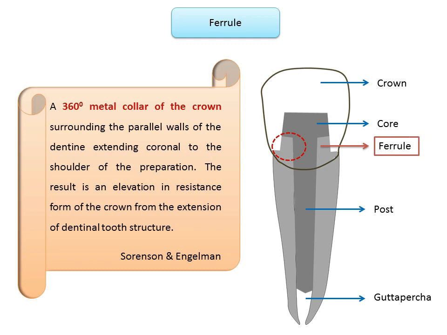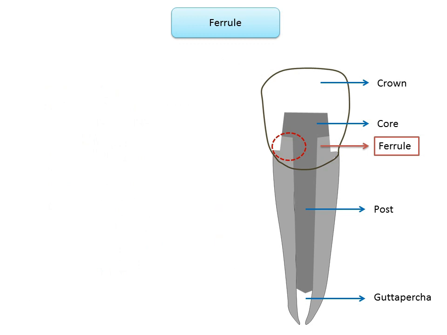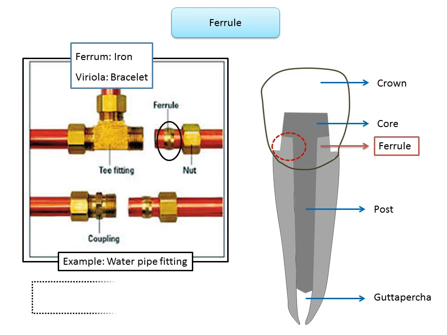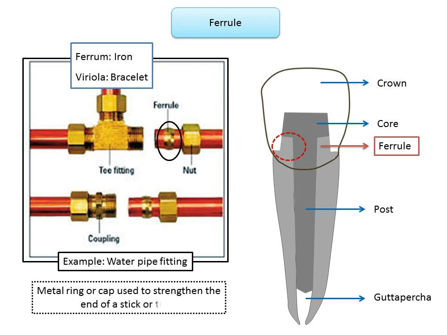The origin of the term is thought to come from the Latin terms ferrum, which means iron, and viriola, which means bracelet, such that the ferrule is an encircling band of cast metal around the coronal surface of the tooth. In the image here, you can see this is a water pipe fitting with a metal ferrule. So there's a metal ring which is present at the end of the pipe. The main function of the ferrule is to hold the structure of the pipe so that it does not collapse.